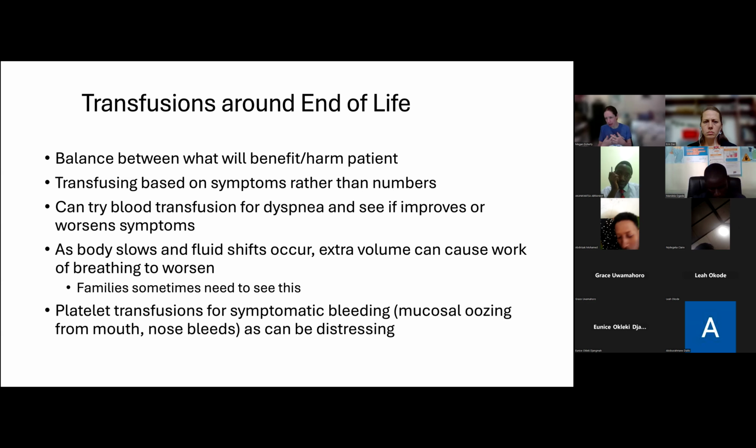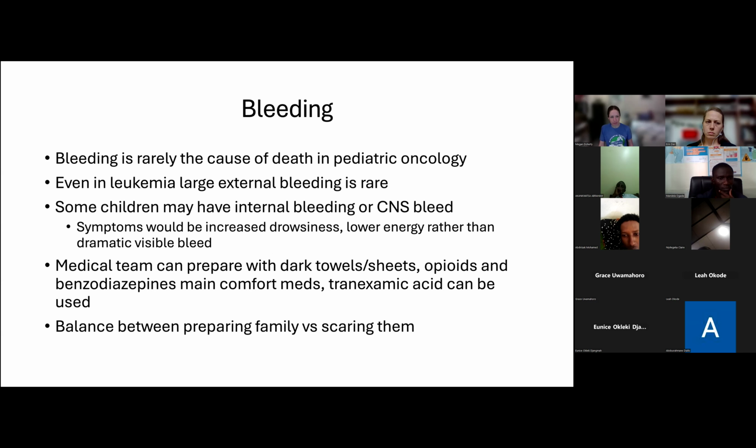So we may talk about this with the family, and say, okay, we're going to try a transfusion this time, but if it doesn't help, we're not going to do it again. And sometimes the family needs to see that the child doesn't get better with the transfusion. We do platelet transfusions for symptomatic bleeding sometimes, because there could be a lot of bleeding from the mouth, the nose, the mucosa.